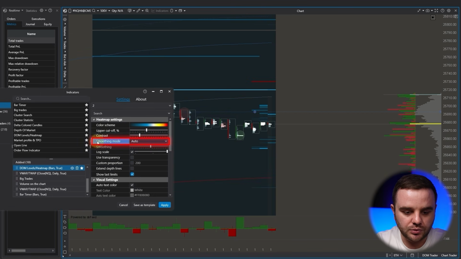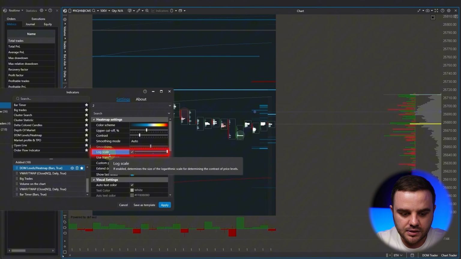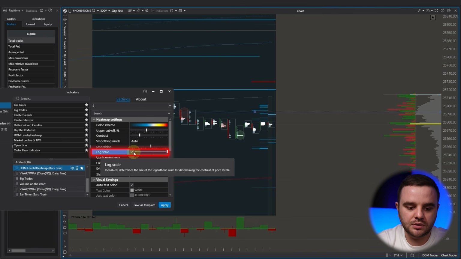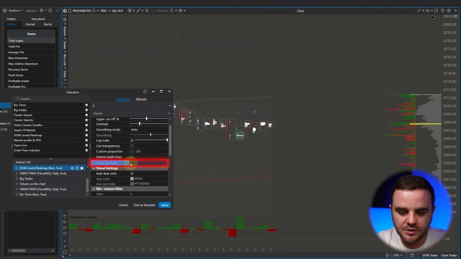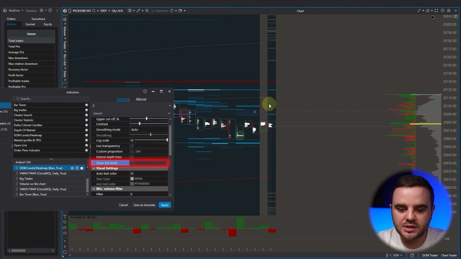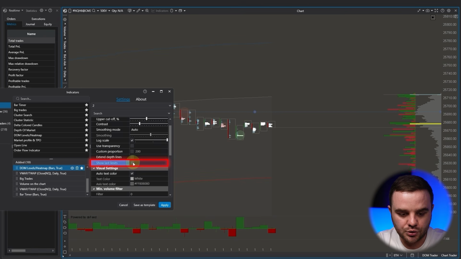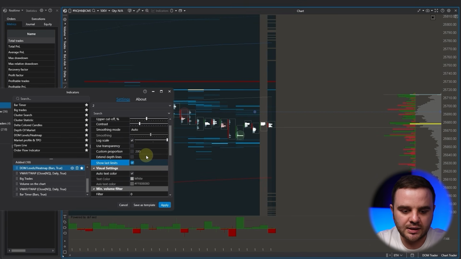After that, smoothing mode, it's better to use honesty or thematical. Log scale means the difference between limit orders will be determined in log scale. Yes, I advise it. After that, show last limits. These are the actual limit orders that we have right now, at this very moment, in the depth of market. That's why you can add it, and honestly, I always use it.